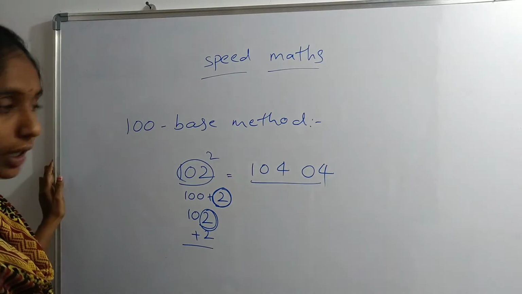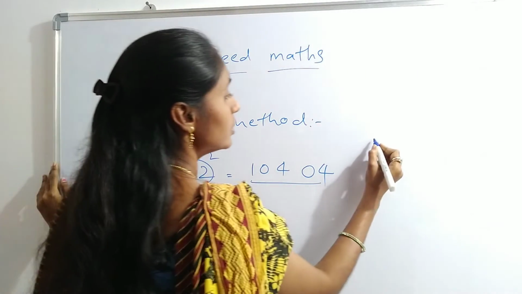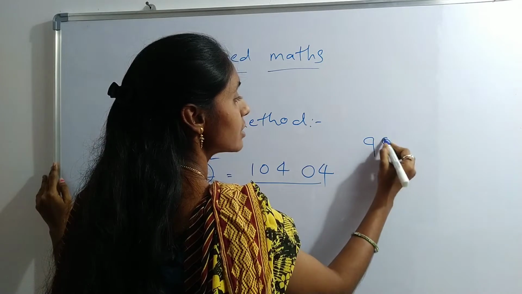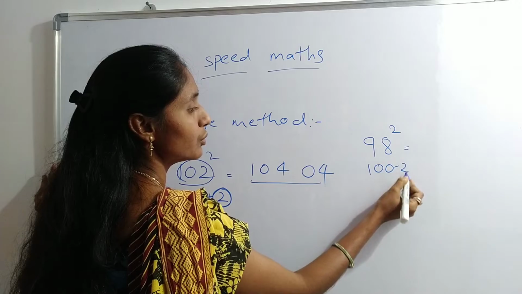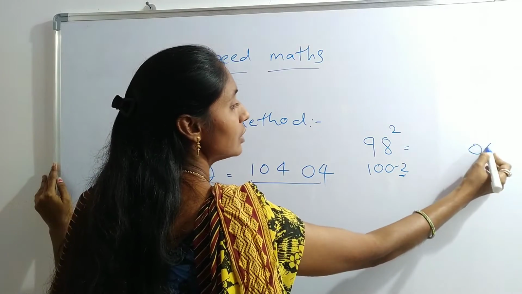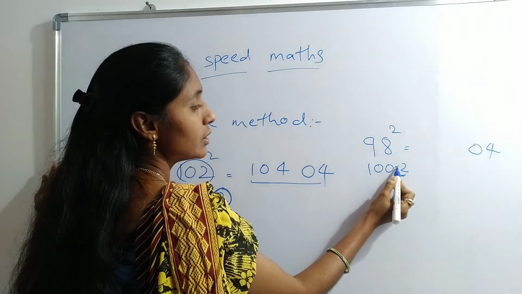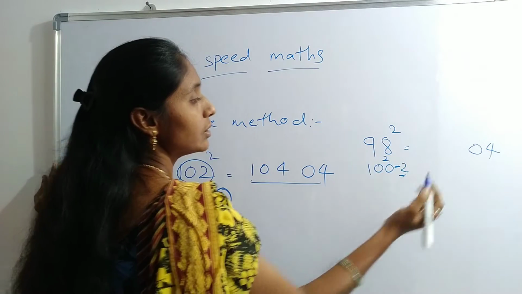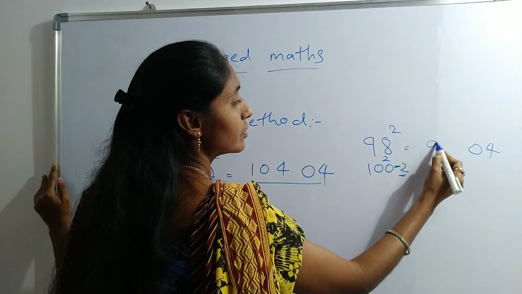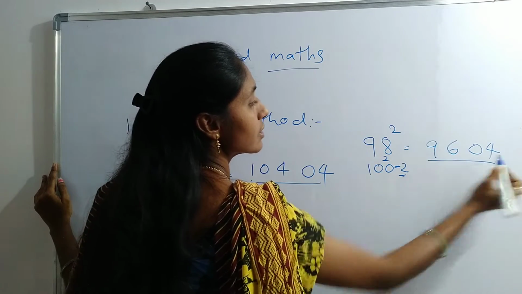Let me take another example. 98 square. This is how much less than 100? 2. Take the 2 square value and subtract the 2 from the base value, that is 96.